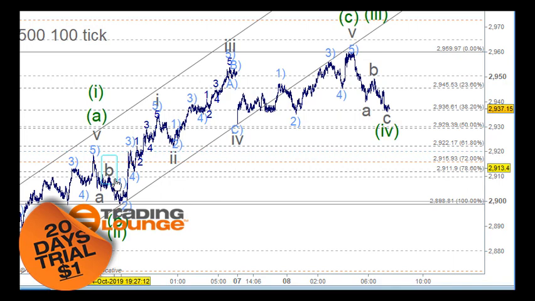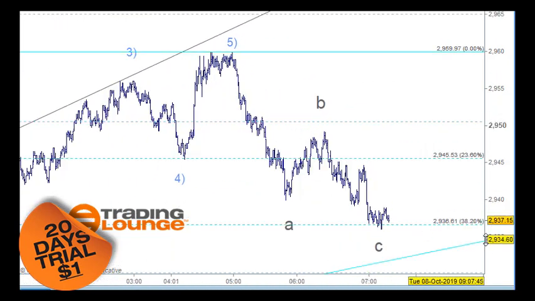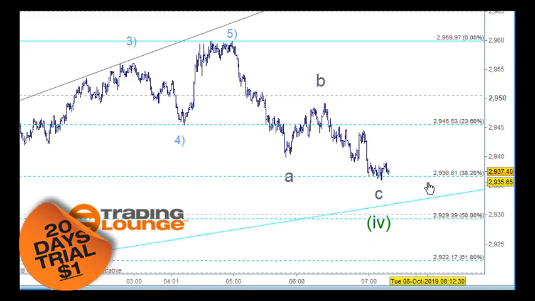1 or wave A here, wave B or wave 2, and then another 5 waves in light blue here to 1 and 2 and 3 and 4 here. Wave 4 may sit over here as well, and then 5 waves up for wave 5 here. So the 38.2% retracement level is sitting right here where the market is at the moment.